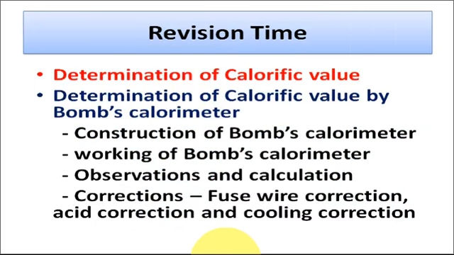So let us revise what we have discussed today. Today we have discussed the determination of calorific value, which can be determined by experimental methods or by theoretical methods. Experimental methods are Bomb calorimeter and Junker's calorimeter, and by theoretical methods the Dulong formula is used. Today we discussed the determination of calorific value by Bomb calorimeter, in which construction, working, observation, calculation and the final corrections we have completely discussed in today's class.